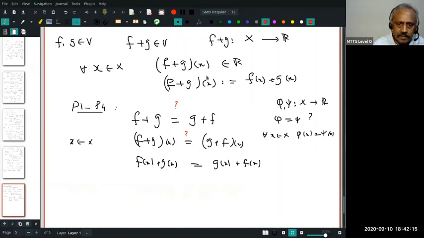Okay. What is the answer? Of course, yes, they are equal, because this is a real number, this is a real number. Addition of two real numbers is commutative. Do you see that? The same pattern repeats.